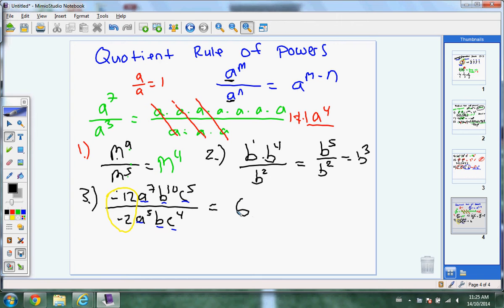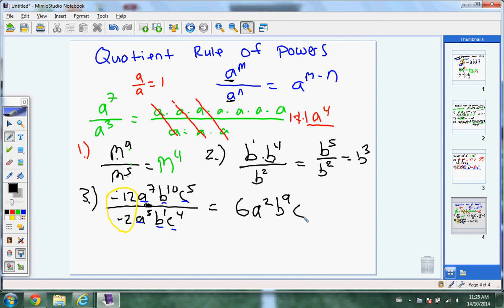Then I have a to the 7 over a to the 5. Remember, I said to think of this dividing bar as a minus sign. 7 minus 5, a squared. 10 minus, well, there's nothing on the b, so what is it? It's a 1. So 10 minus 1, b to the 9. And then we have 5 minus 4 is 1, so it's just a c. You can put a 1 up there if you want, but their book won't do that. So that's what number 3 is.